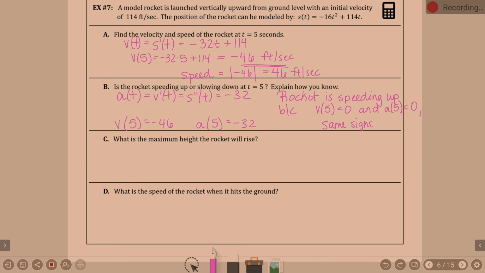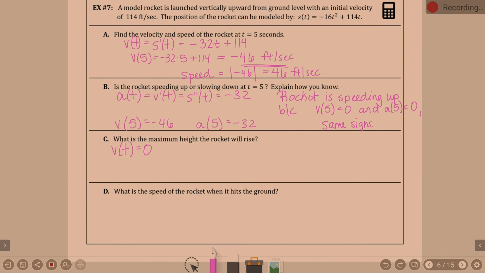What is the maximum height the rocket will rise? How am I going to find the maximum height? You plug 5 into your position. Height is position, but where is that maximum height occurring? What are you plugging in? When is the maximum height occurring? When velocity is 0. We need to find when velocity is 0, because the rocket's going up and coming down. So that moment when the rocket pauses up top, not that it really pauses, but kind of looks like it.